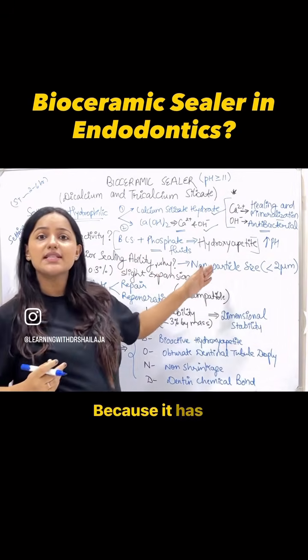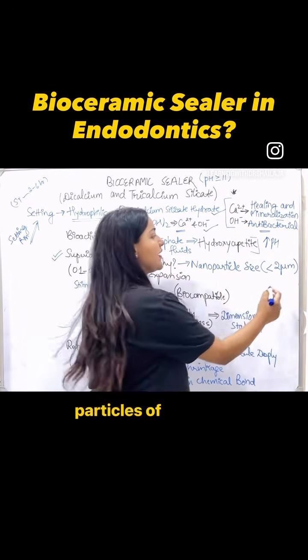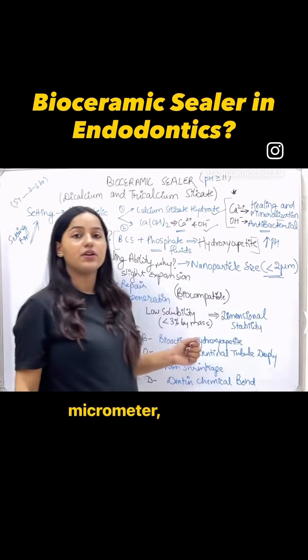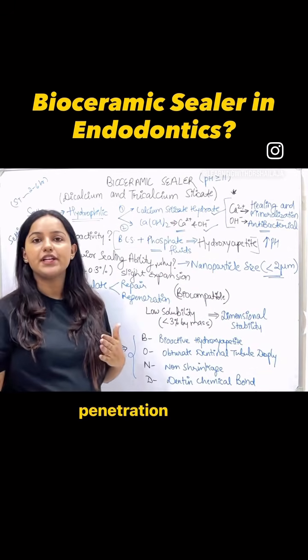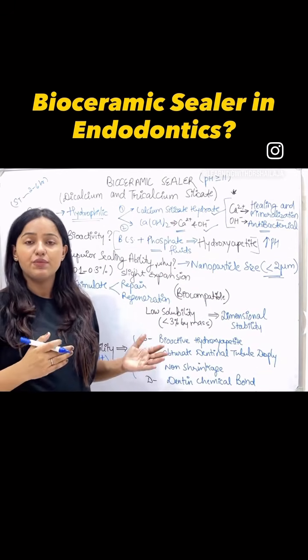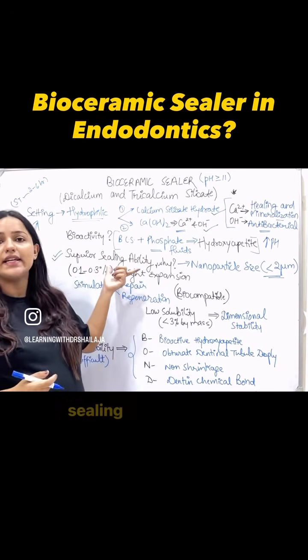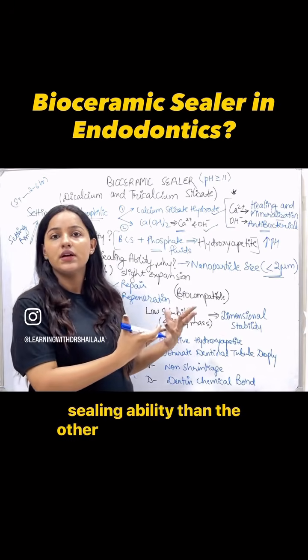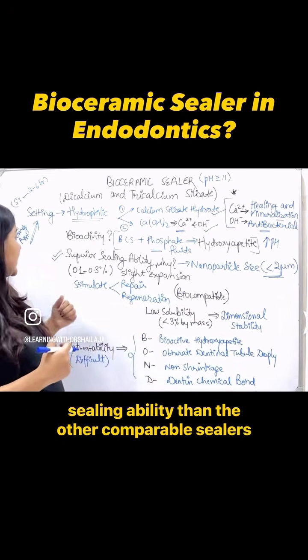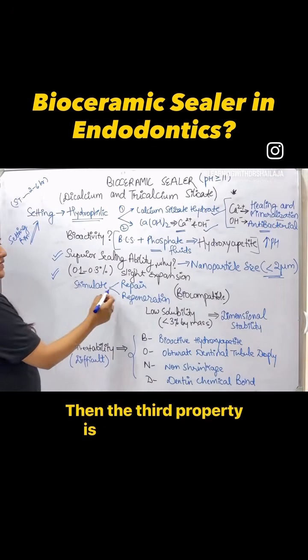Okay. Number two property is superior sealing ability. Why? Because it has nano size particles of less than 2 micrometer, which will cause a better penetration into the dentinal tubules, which will help in the better chemical bond and thus will have a better sealing ability than the other comparable sealers.